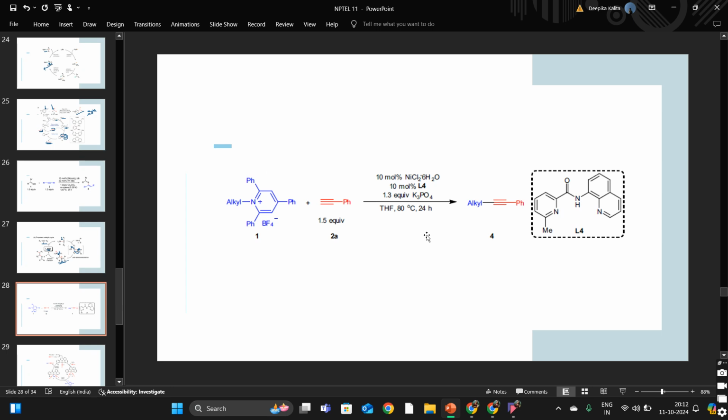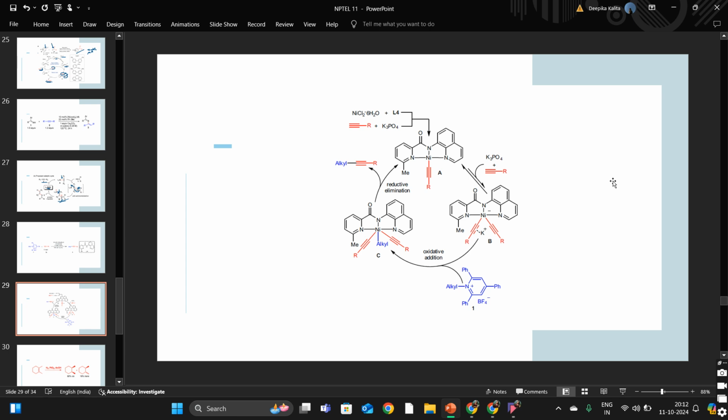Then another reaction which is showing coupling reaction between alkyne and this alkyl pyridinium salt in presence of nickel catalyst. Okay, and L4 is nothing but the ligand which is going to be used. So this is the reaction mechanism.